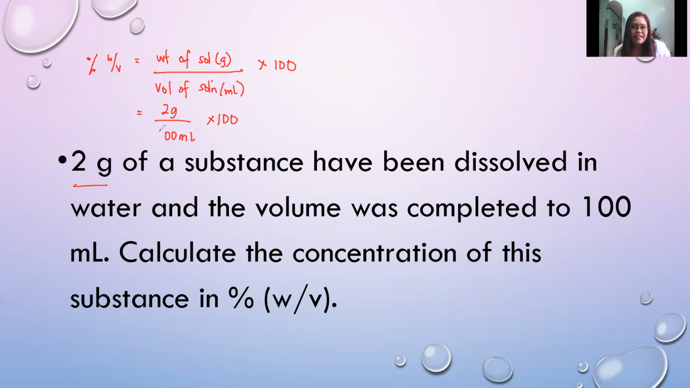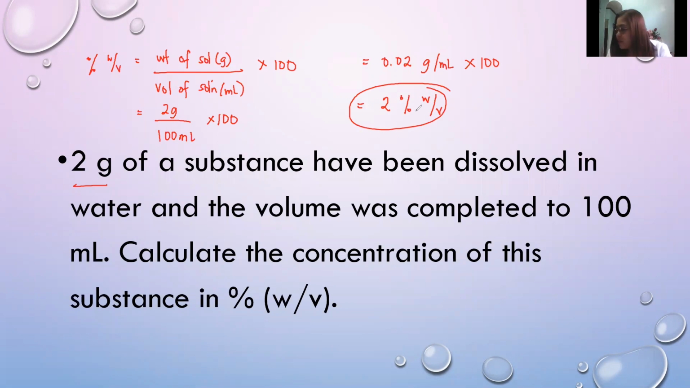100 ml. Ayan, ulito na to. So, 2 divided by 100 is 0.02. It's grams per ml times 100. Ulito na to, class, times 100. This is 2. So, no need to write again the grams per ml. This is 2%, pero weight per volume. So, this one is the correct answer. Okay, dali lang na. Mas dali siya actually ang percent.